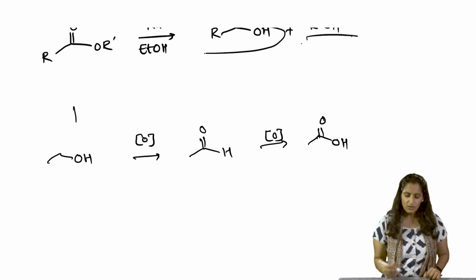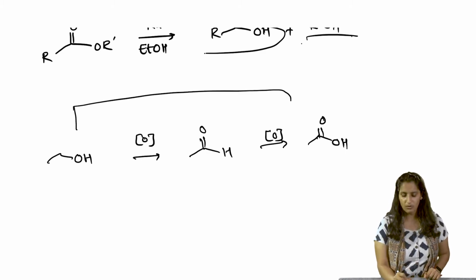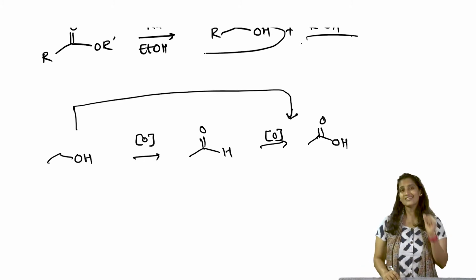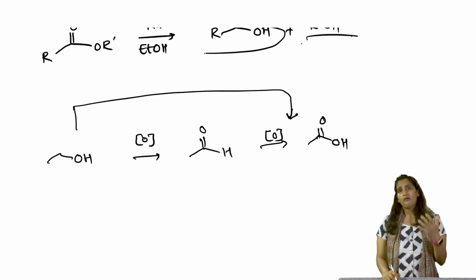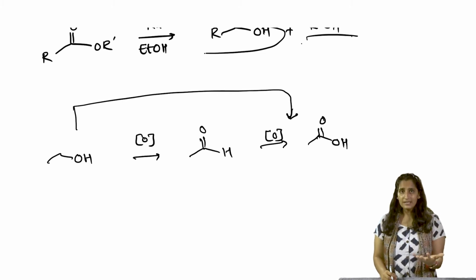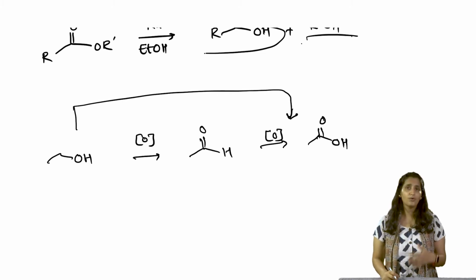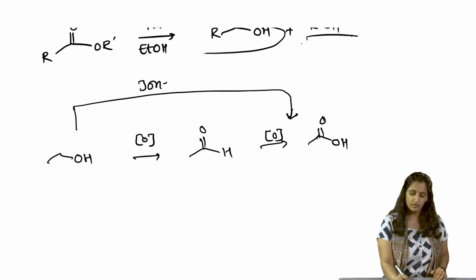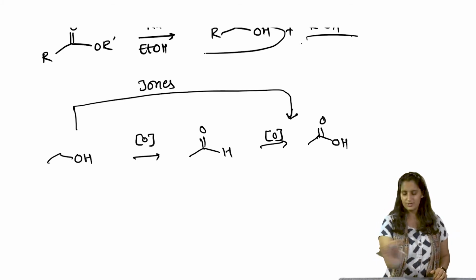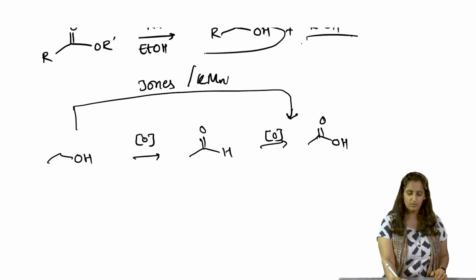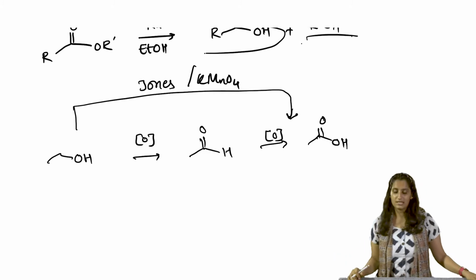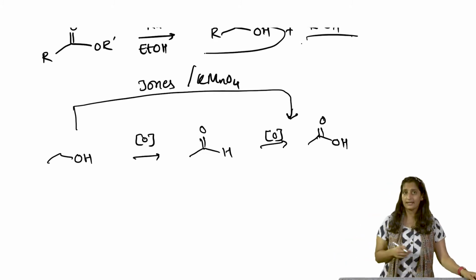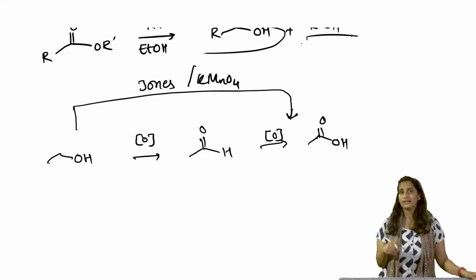We know that primary alcohols can go all the way to carboxylic acids if we use a very strong oxidizing agent like Jones reagent or a manganese based reagent KMnO4 or chromium 6. All of these, I am going to write Jones or KMnO4 here, go all the way to carboxylic acid. It is very difficult to stop at the aldehyde and form aldehyde in excess.